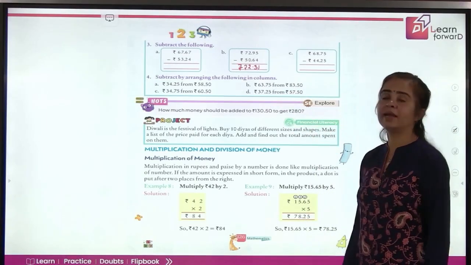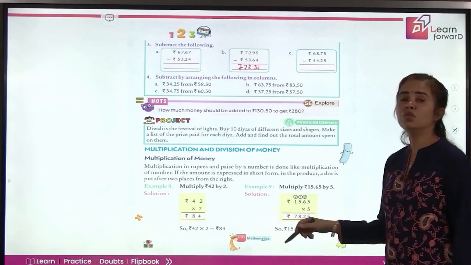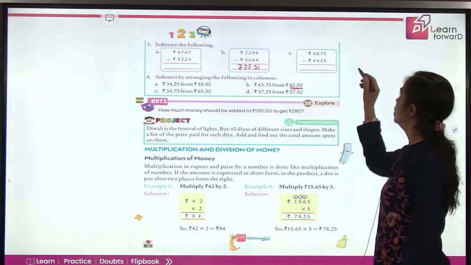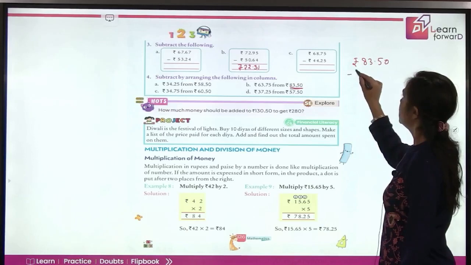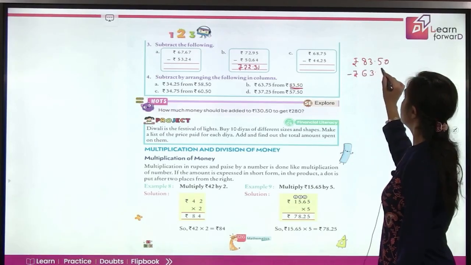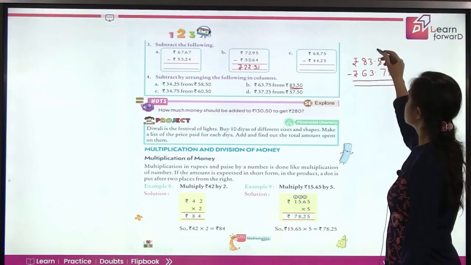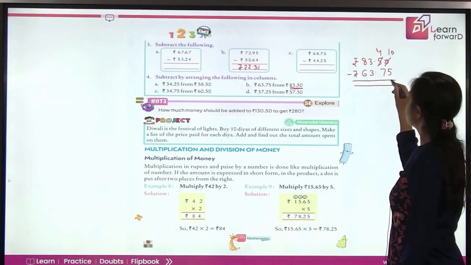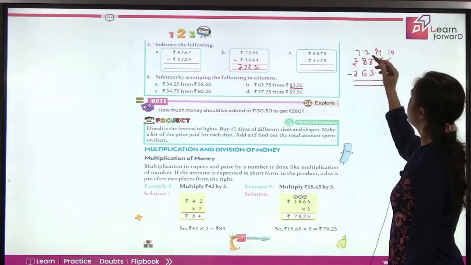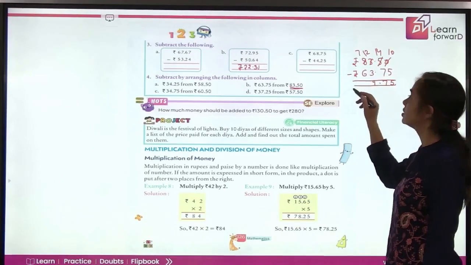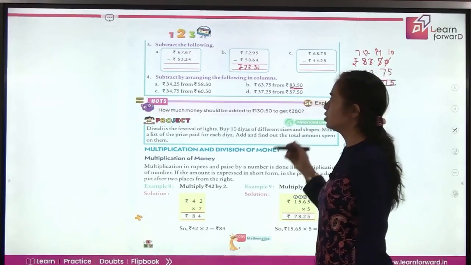When you have to subtract, when numbers are given here, subtract this from this. So, you will always take this number first. Rupees 83.50 minus rupees 63.75. Now, borrow and do the subtraction. This is left with 4. It becomes 10. 10 minus 5 is 5. 2. 14 minus 7 is 7. 7. 12 minus 3 is 9. And 7 minus 6 is 1. And remember to write the rupees symbol here. So, you can do the rest of the parts yourselves.